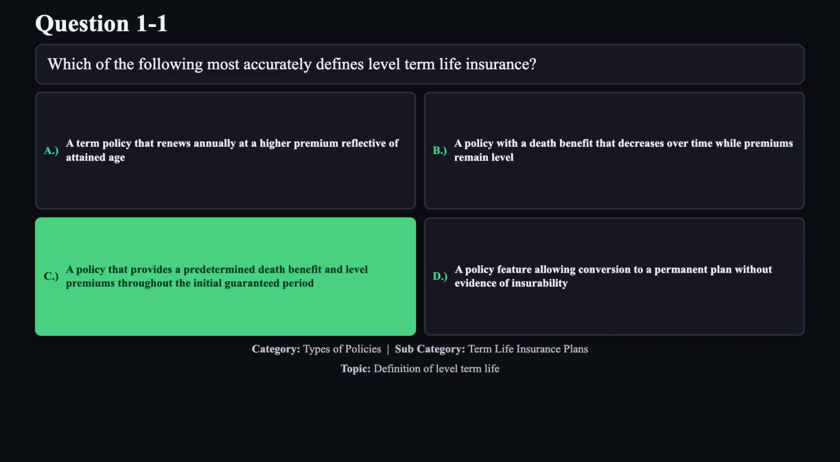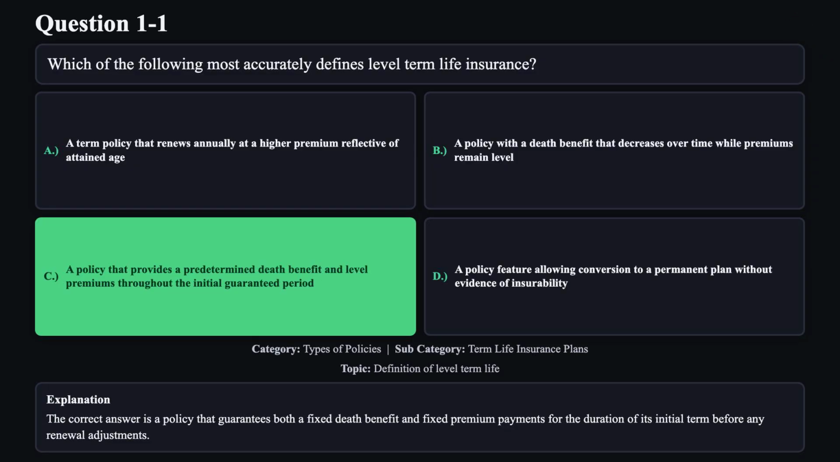The correct answer is C. The correct answer is a policy that guarantees both a fixed death benefit and fixed premium payments for the duration of its initial term before any renewal adjustments.